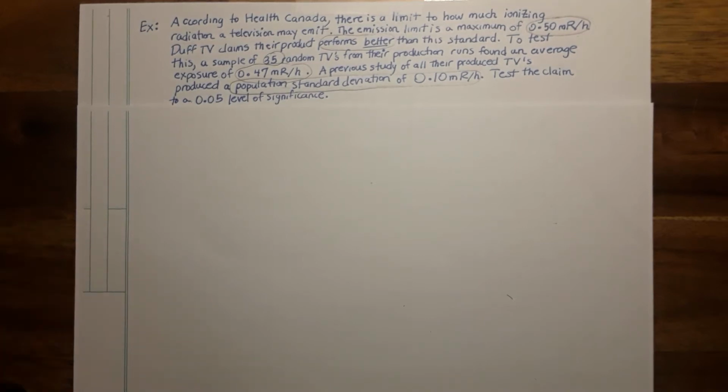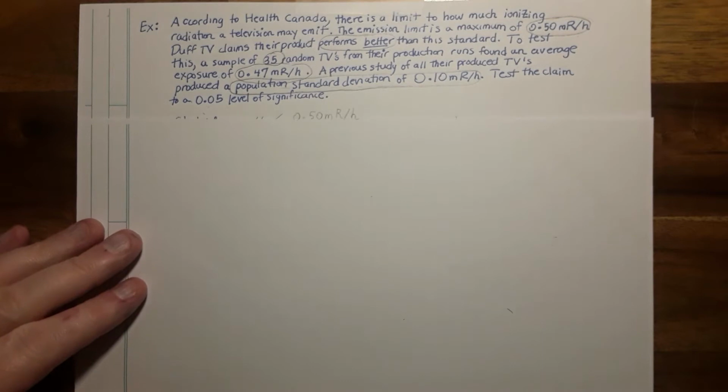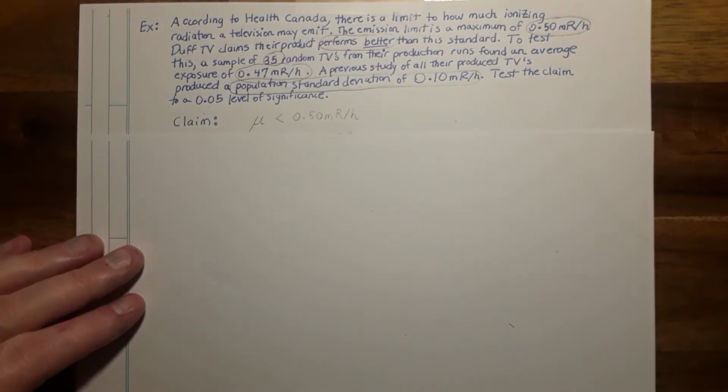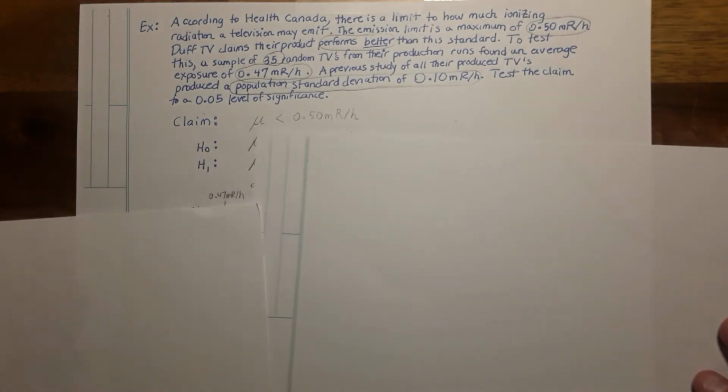The first step is to write the claim. And so the claim that's being made is that their product performs better than the standard of 0.5 milliröntgens per hour. So if we write that in mathematical language, it means that the claimed mean, mu, is going to be less than 0.5 milliröntgens per hour. What we need to do is take this and convert it to the null hypothesis and alternative hypothesis.